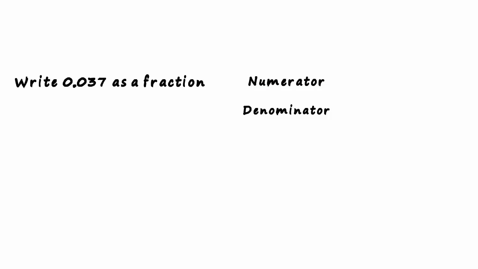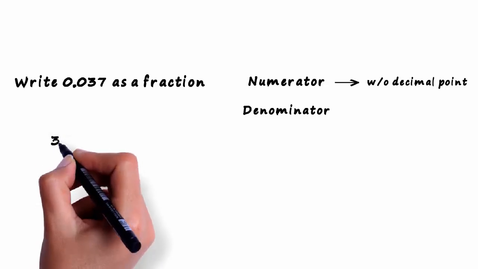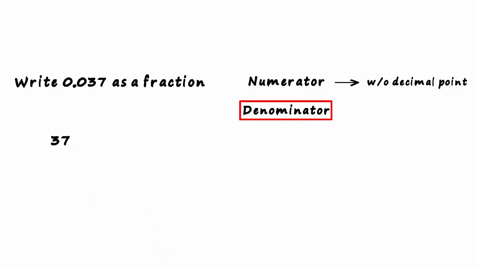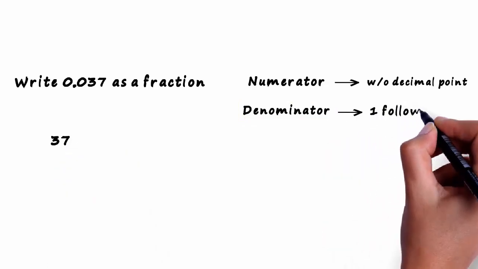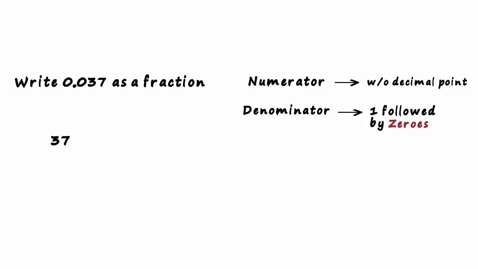We just write the decimal fraction without the decimal point. Without the decimal point, we write it as 37. And in the denominator, we write a 1 followed by zeros. We write a 1 here followed by zeros. But the important question is, how many zeros?